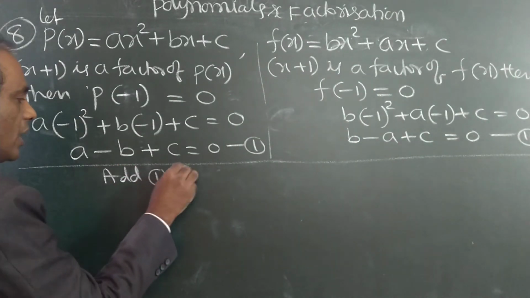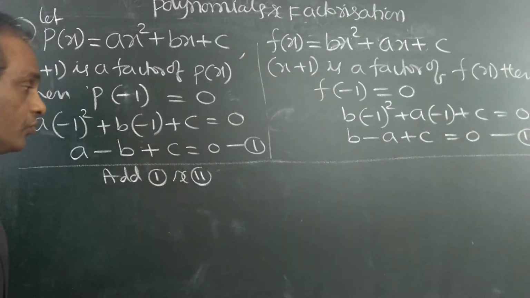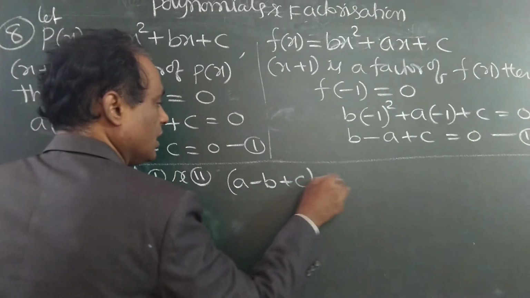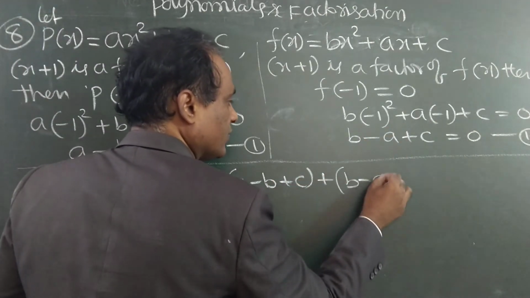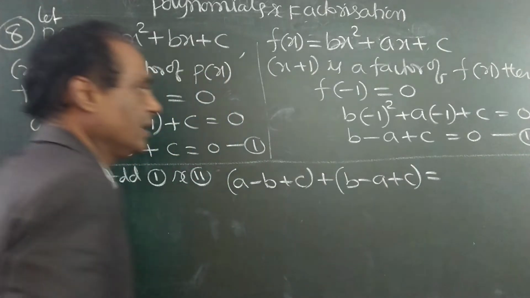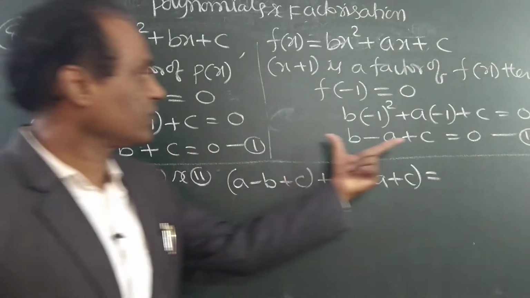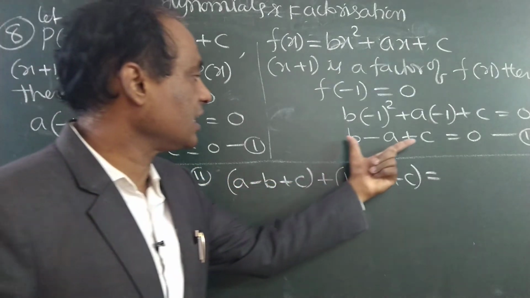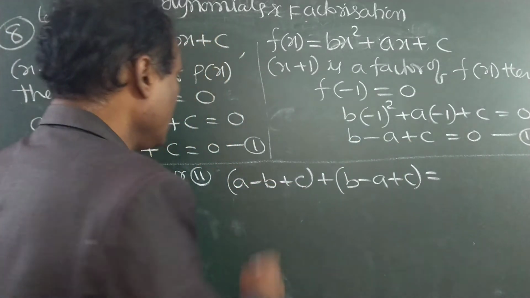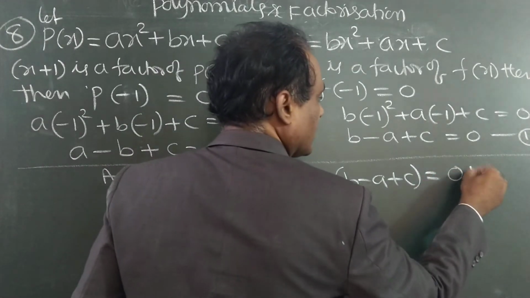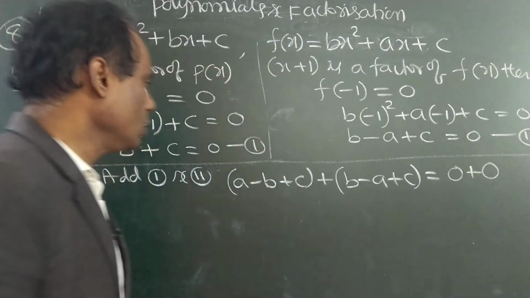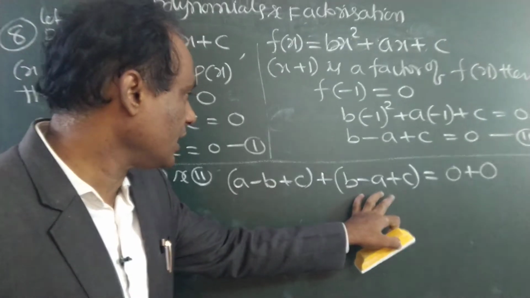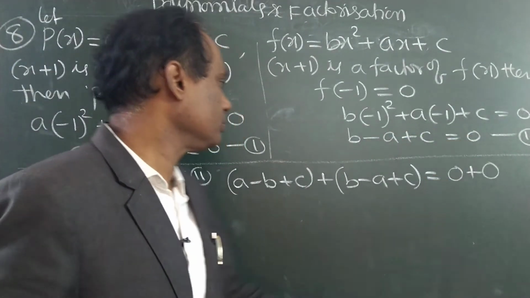Add them. I am adding the two equations to get the proof. So what is the first one? A minus B plus C. Second is B minus A plus C. See here, I am adding the first equation plus the second equation. The first equation is A minus B plus C, the second equation is B minus A plus C. What is the right side? The first equation's right side is 0, the second equation's right side is 0. So the first equation is written here, the second equation is written here, and the right side is 0 plus 0.